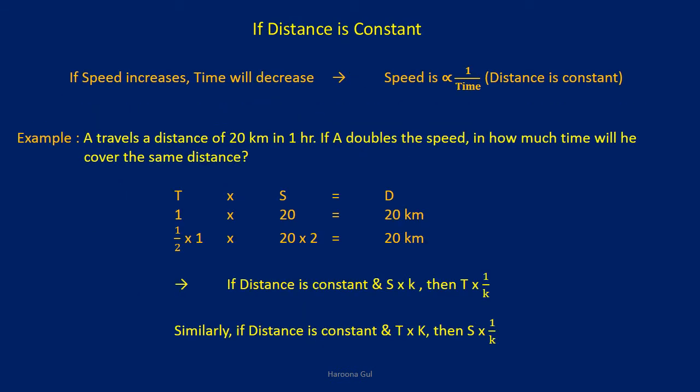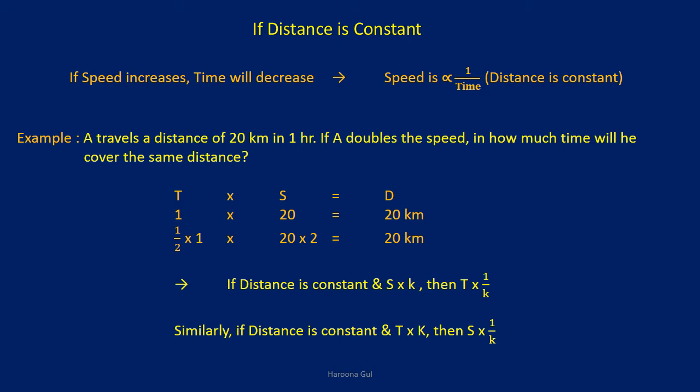Now, in the second scenario, we are going to keep distance constant. So if speed increases, time will decrease, which implies that speed is inversely proportional to time, provided distance is constant. Now you see we have an example here which says A travels a distance of 20 kilometers in 1 hour. If A doubles the speed, in how much time will he cover the same distance?